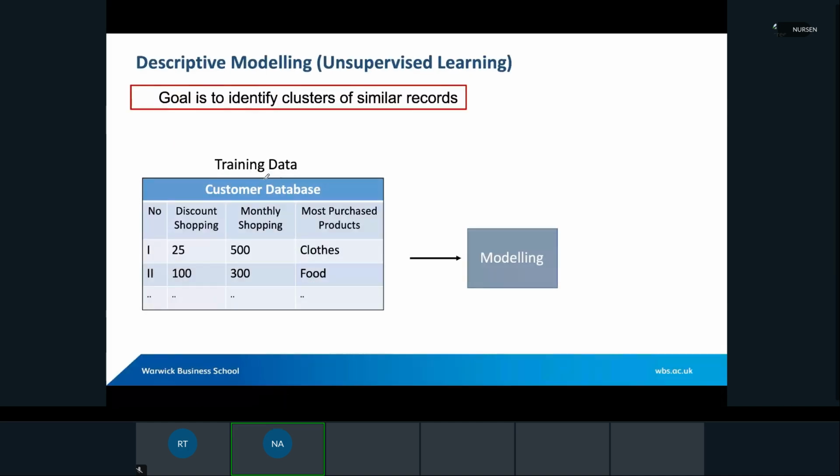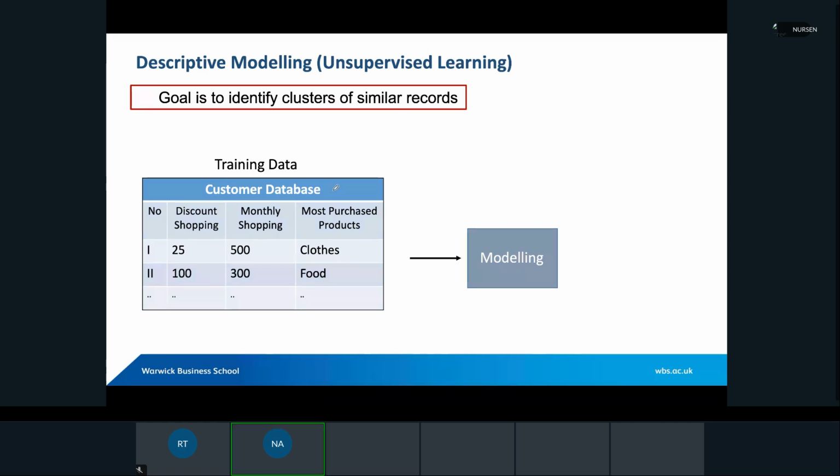In descriptive models, on the other hand, this is called unsupervised learning. We don't have an outcome to predict. So the model only receives the historical data, let's say about the customers. There is no particular outcome this data set actually leads to, and we try to learn the relations between different features.